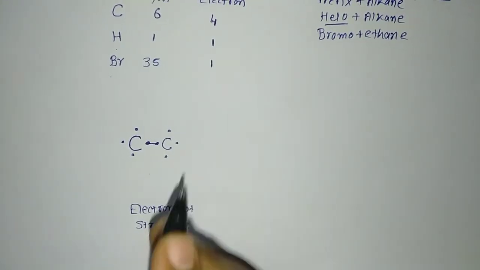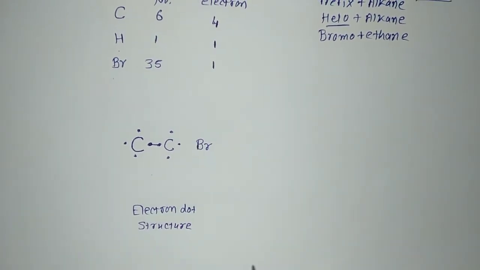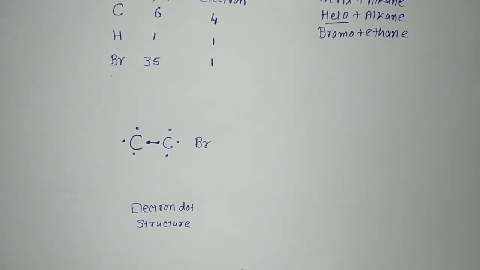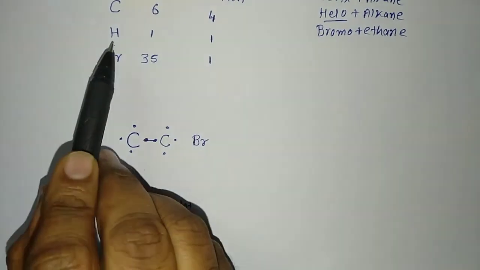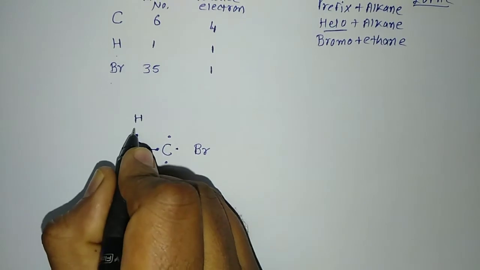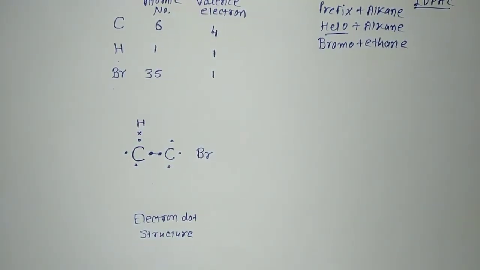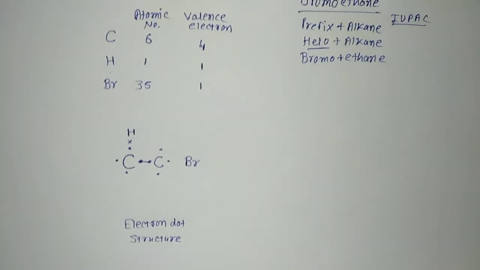And in a similar way, bromine will be written here, that is bromine. Now we will show the symbol of the other element, that is hydrogen, it is 1. So it is hydrogen, and it makes one covalent bond along with the carbon to complete its octet.